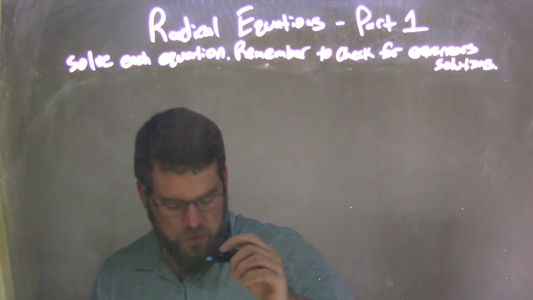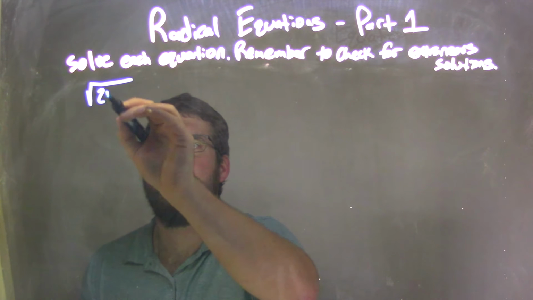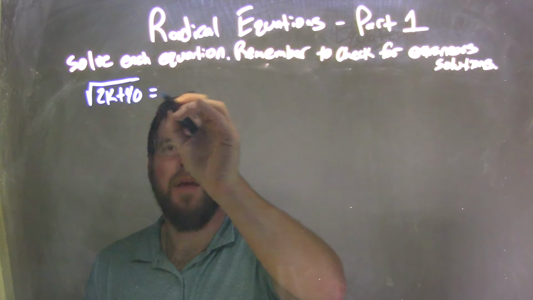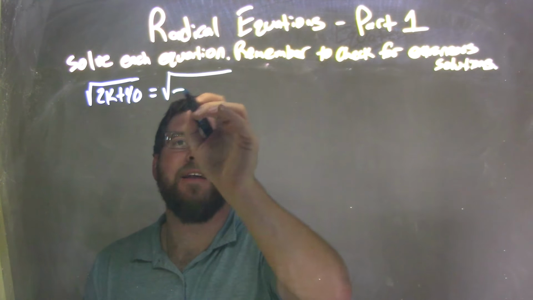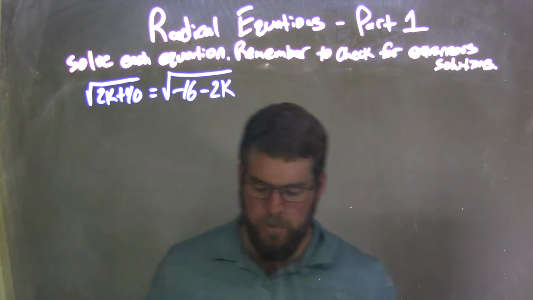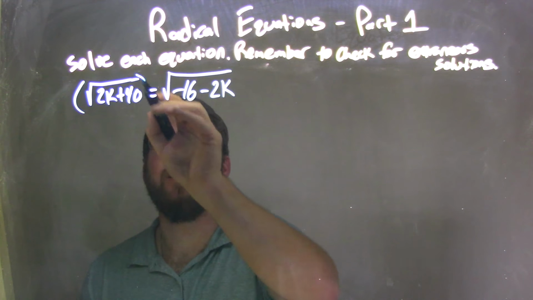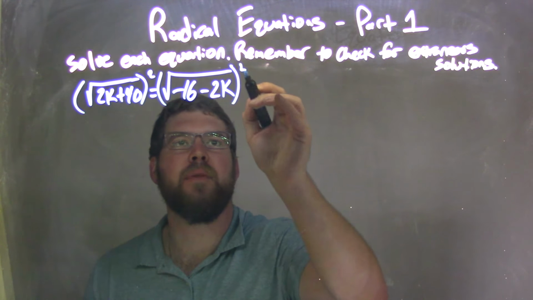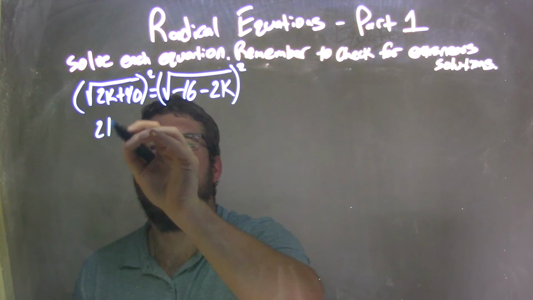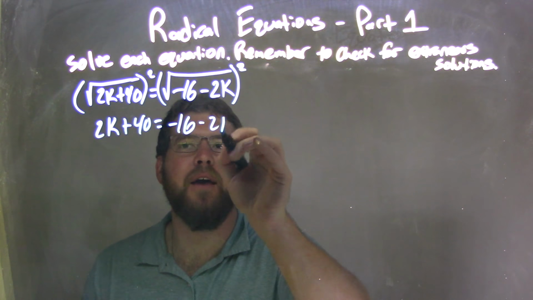So if I was given this equation, the square root of 2k plus 40 equals the square root of negative 16 minus 2k. Well, I'm going to square both sides. Both radicals are isolated, so I can square both sides to eliminate them. And it's a 2 for 1 special here, deleted. So we have 2k plus 40 equals a negative 16 minus 2k.